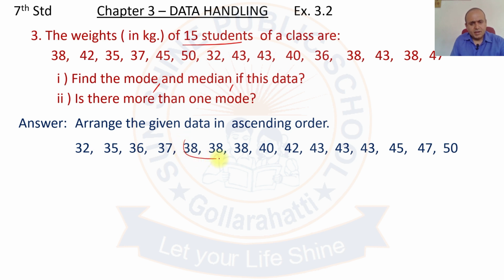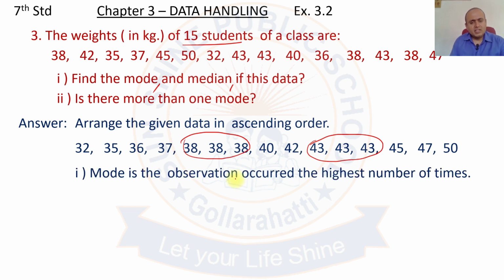The number 38 appears 3 times, and number 43 also appears 3 times. Here there are two numbers appearing the same number of times, that is the highest number of times, 3, and we can say that 38 and 43, both the numbers, are called modes. Mode is the observation that occurred the highest number of times. We got 38 and 43 both. Therefore, mode is equal to 38 and 43. Here we got two modes.